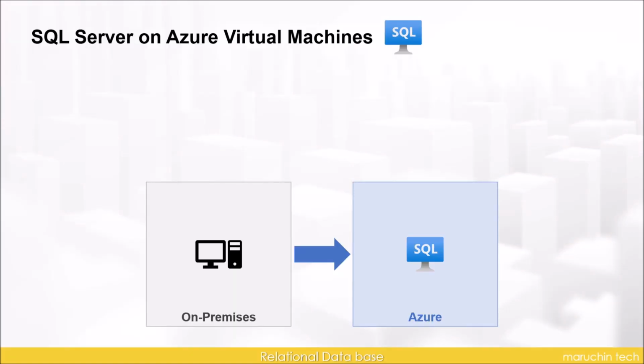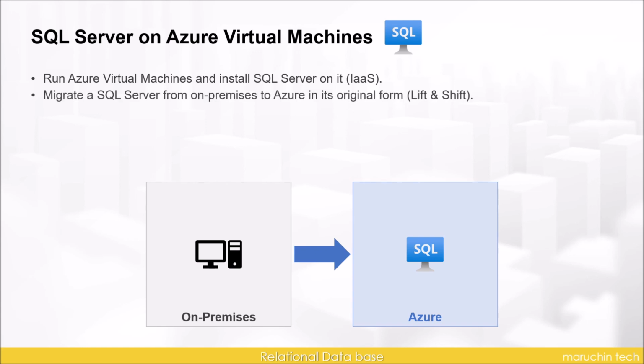First, let's look at SQL Server on a virtual machine. In this method, you run a virtual machine and install the database on it. Since a virtual machine is an IaaS service, you need to manage the server, networking, and operational tasks such as scaling and monitoring. It is suitable when you want to migrate a SQL Server to the Azure environment in its original form. And this kind of migration method is sometimes referred to as lift and shift.